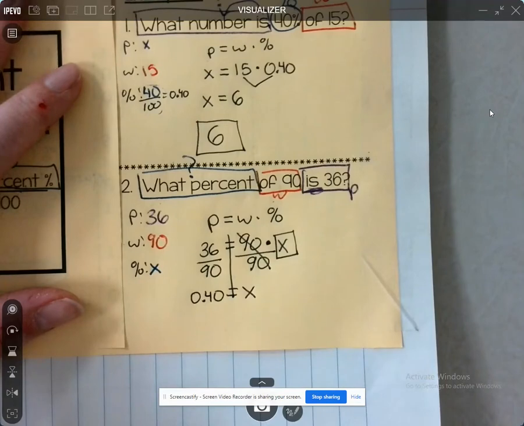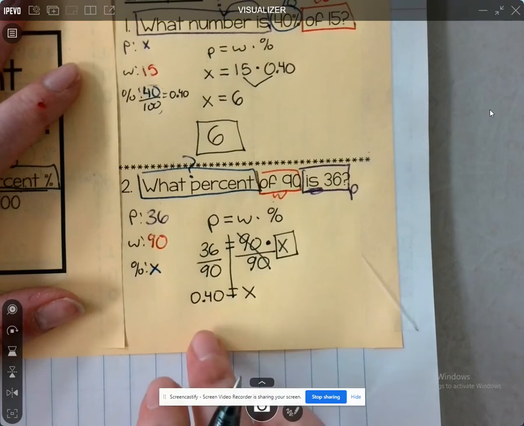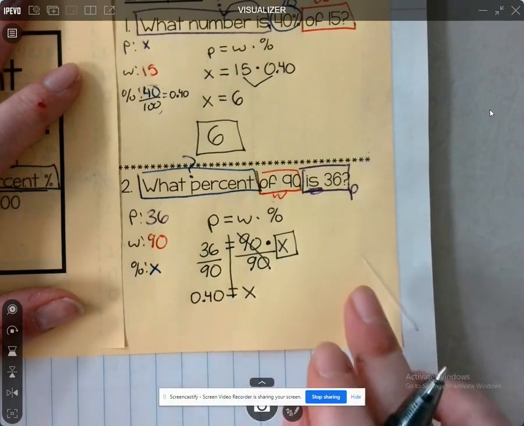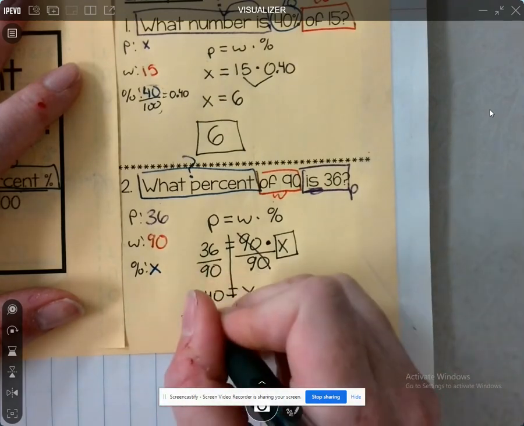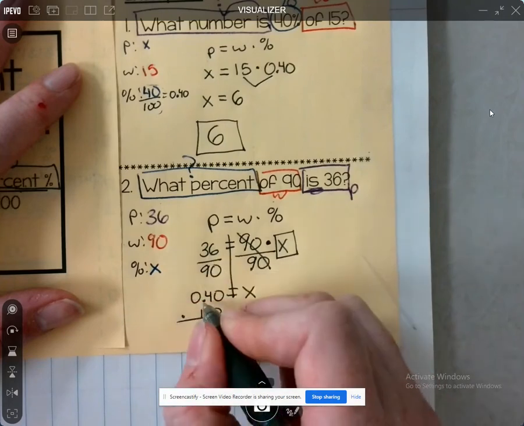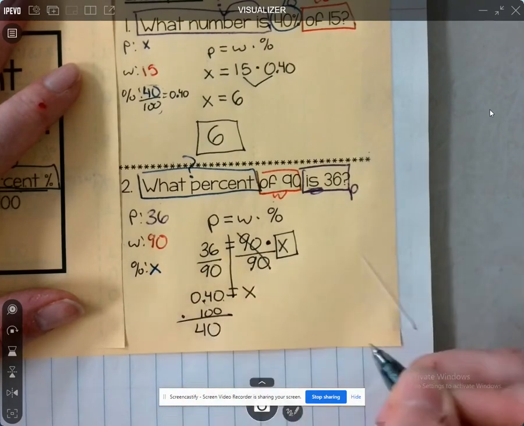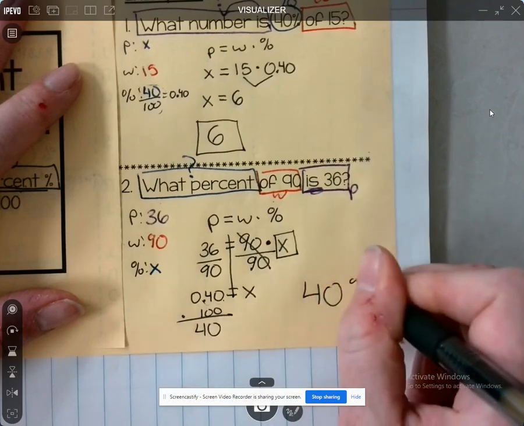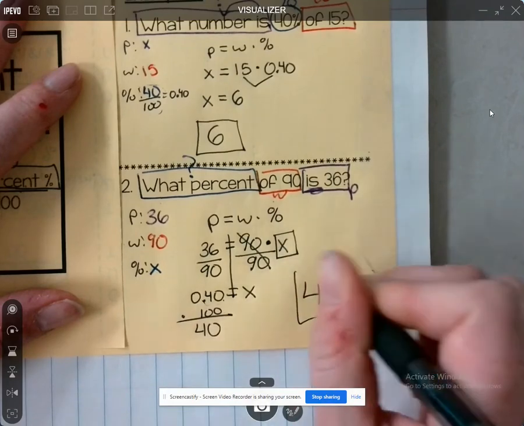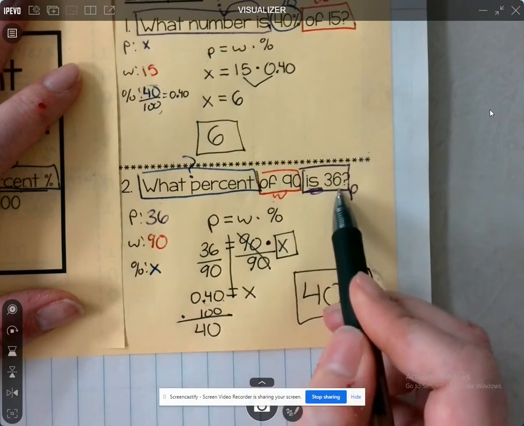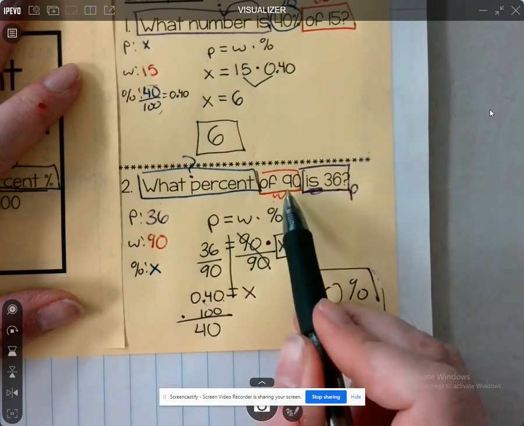Now, if you said 0.40, you would be dead wrong because that's the percent as the decimal. I want the actual percent. Therefore, we're going to do times 100, or we could just move our decimal place over 2 places to give us that 40. So our final percentage is 40%. That means that 36 is 40% of 90.